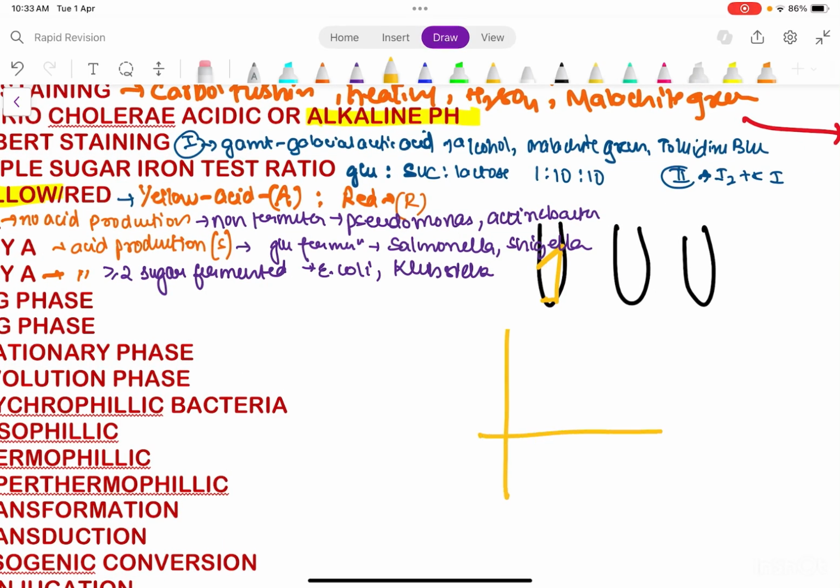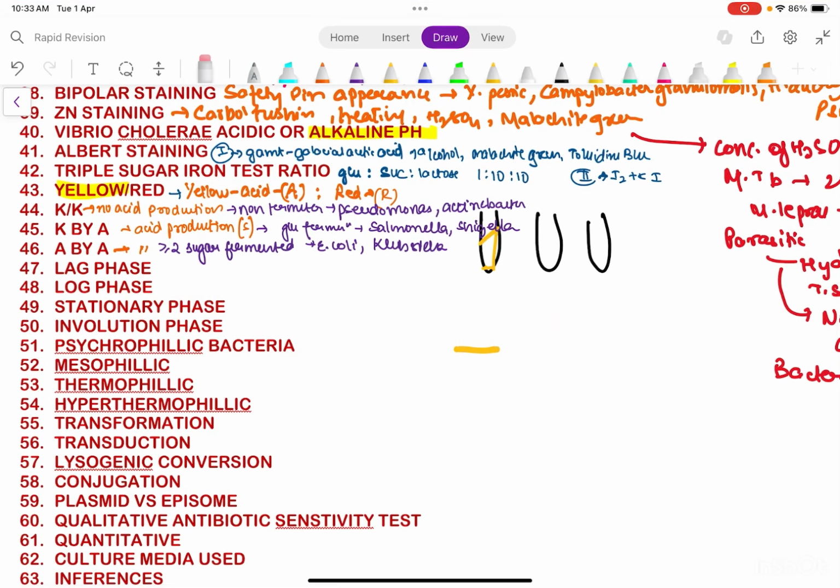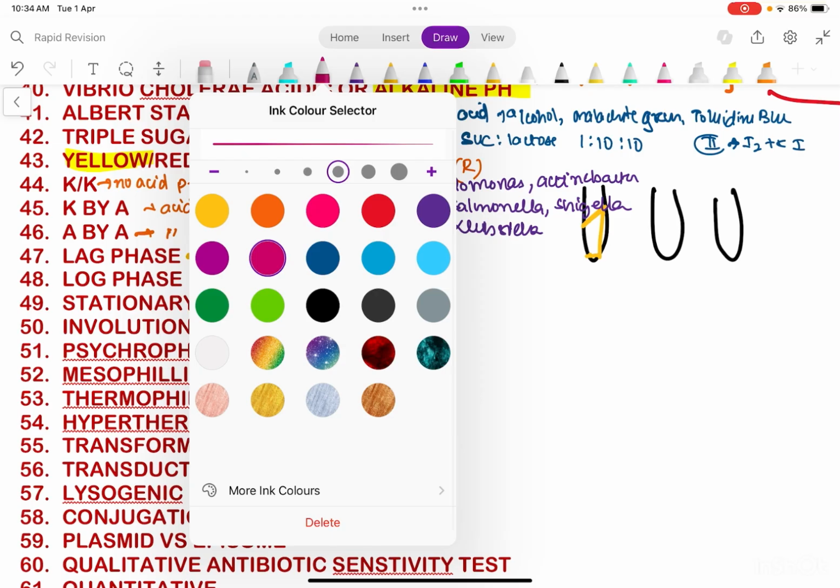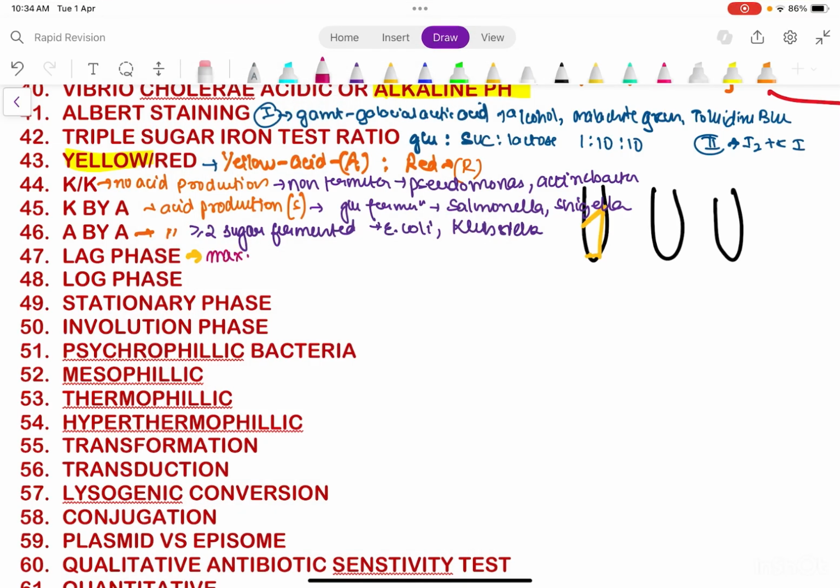Now let's talk about the graph. If you remember, the graph was: first we have lag, log, then stationary, then death. Now let's talk about the characteristics. First, in lag, the most commonly asked question is what is seen in lag. In this you have maximum cell size and there is an increase in the enzymes and the metabolites.